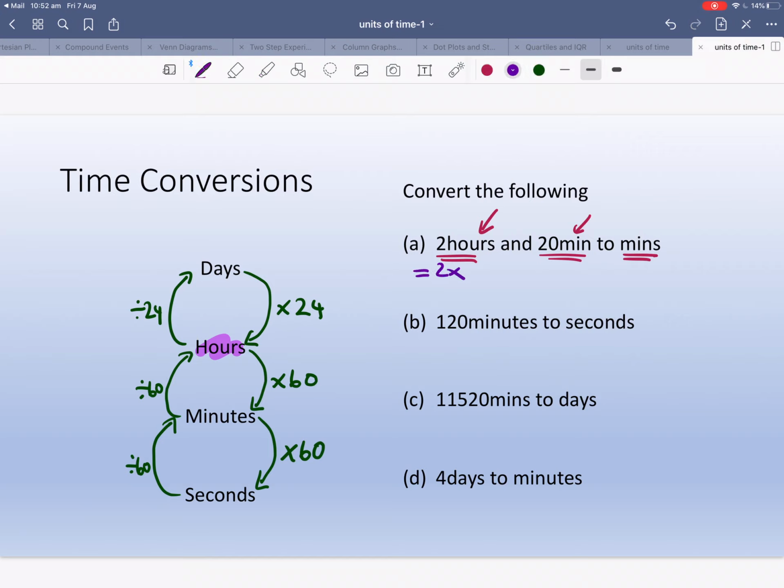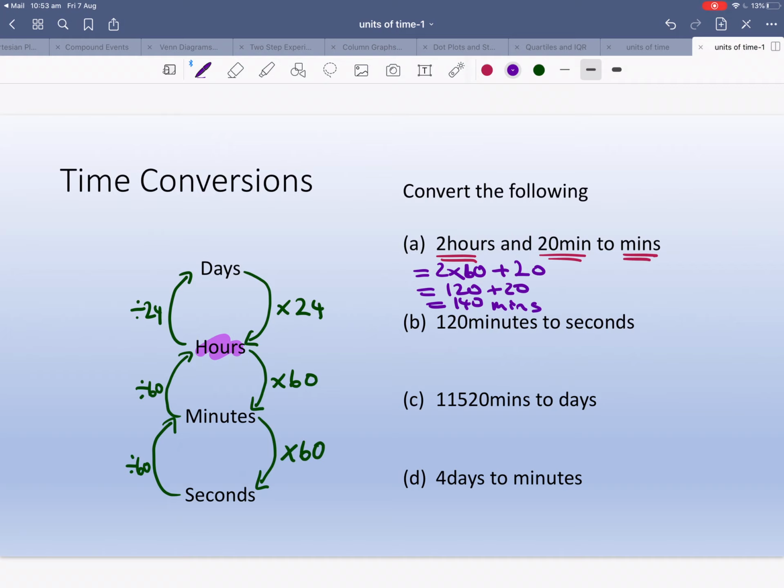Equals 2 times 60. And then here I'm going to use plus 20. So I'm going to plus the 20. And I get 120 minutes. And there are 120 minutes in 2 hours. Plus 20. So you end up getting 140 minutes. Okay. So what is 2 hours and 20 minutes in minutes? It's 140 minutes. It's a really important skill that we can do in life.